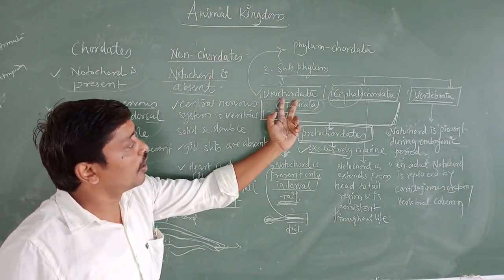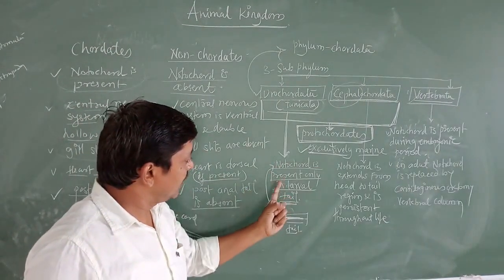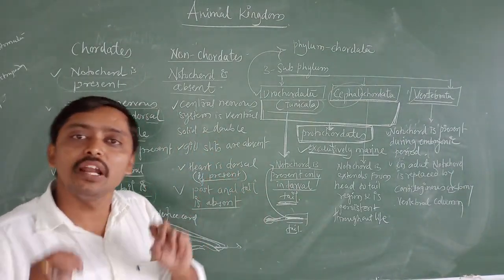That's the first subphylum, Urochordata. In Urochordates, what is the condition regarding the notochord? Notochord is present only in the larval tail.